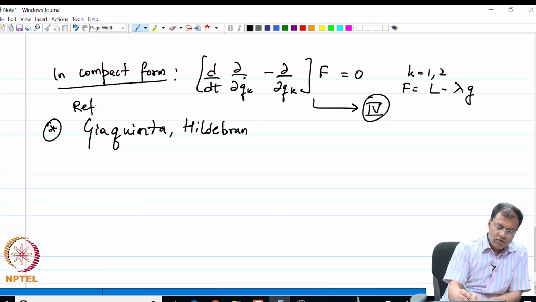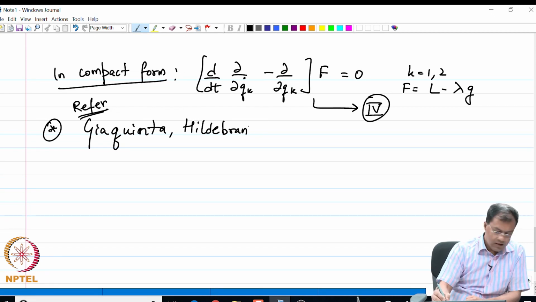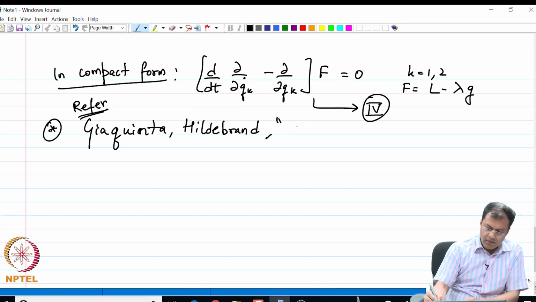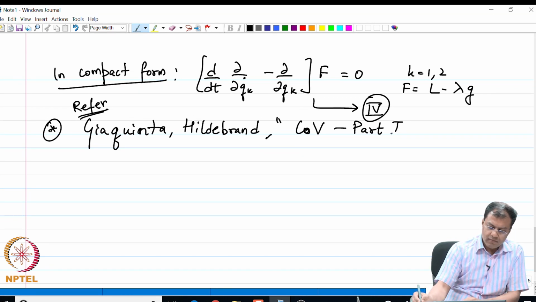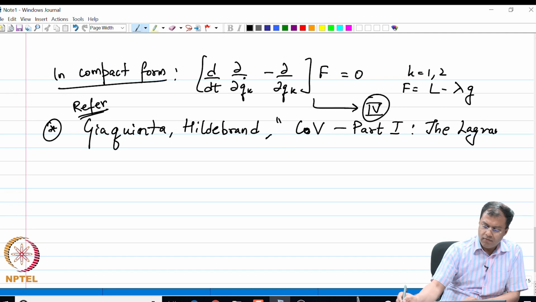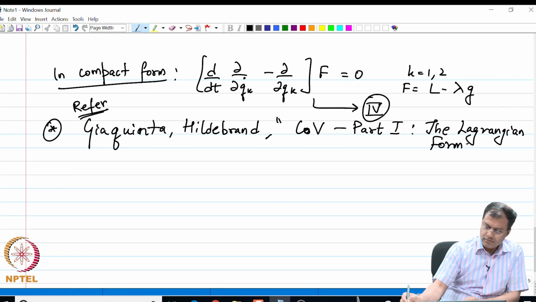Students are requested to refer to this particular reference, which is a book. The book's name is Calculus of Variations, Part 1, the Lagrangian formulation, Lagrangian formalism, and it was published by Springer in 96.